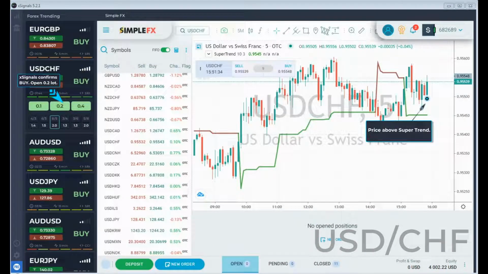Swiss franc and sideways trend above the green indicator. The doji reversal candle pattern is visible. A strong up candle indicates the end of the correction. The signal confirms the continuation of the uptrend. Let's open a buy auto order with a potentially big take profit.